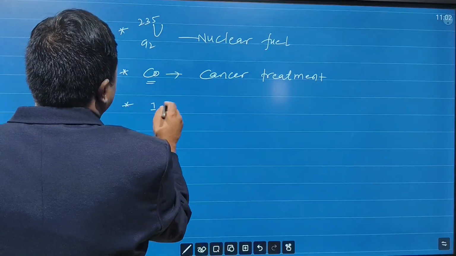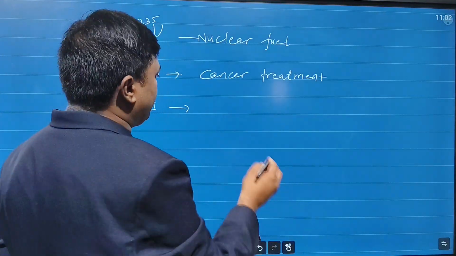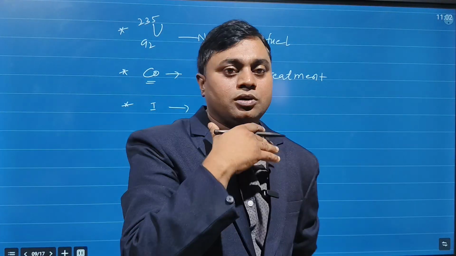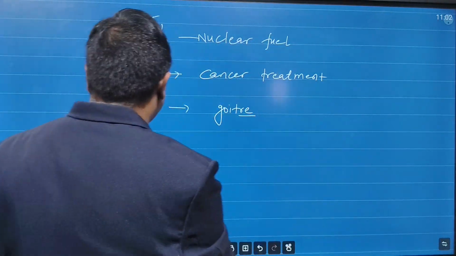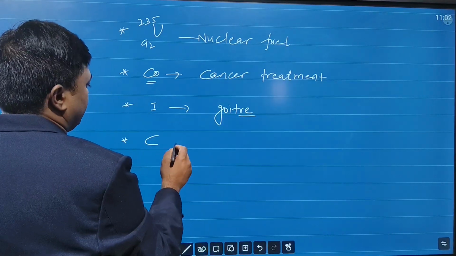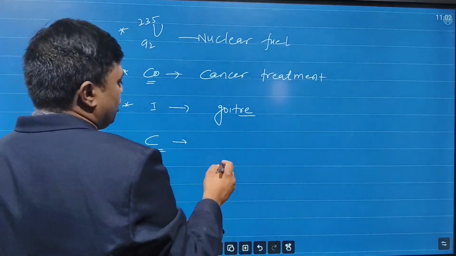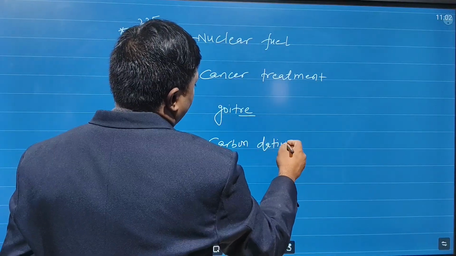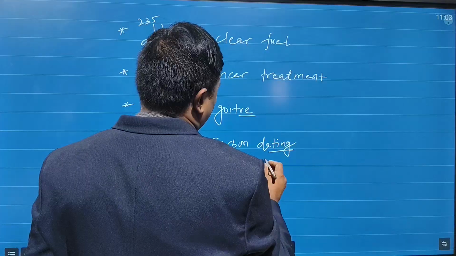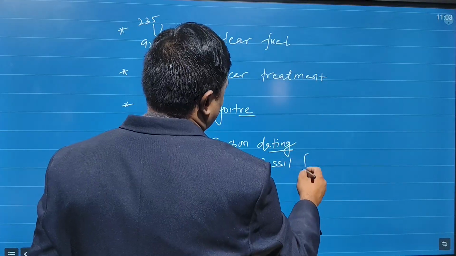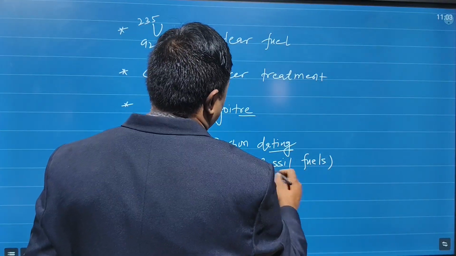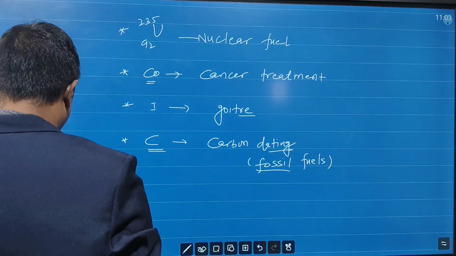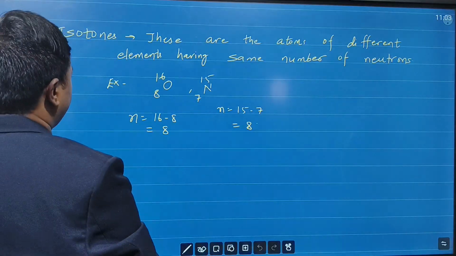Isotopes of iodine are used to treat a disease called goiter. What happens in goiter? The thyroid gland is enlarged. Similarly, isotopes of carbon are used for carbon dating, to know the ages of fossil fuels. So these are a few uses of isotopes of various elements.